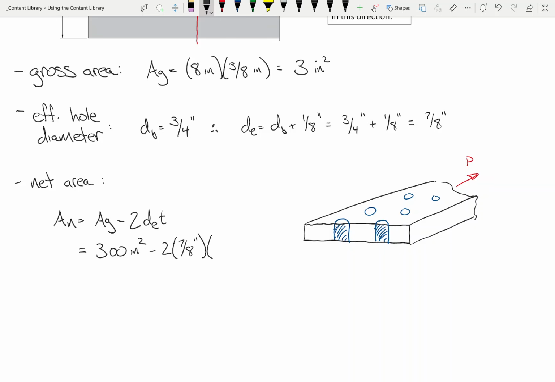And what was the thickness again? 3. And can somebody give me an answer on that? We'll say 2 decimal places. I don't think you need to go any further than that.